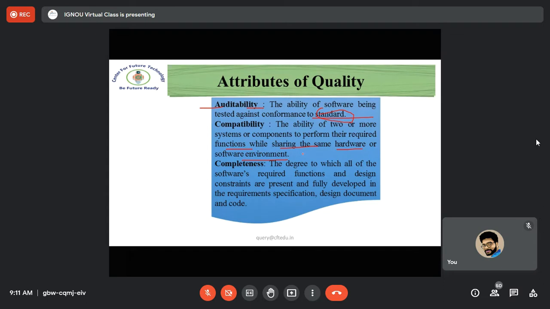Completeness is the degree to which all of the software's required functions and design constraints are present and fully developed in the requirement specification, conforming to the design document and, in the context of the code, and all. Completeness reflects the functionality part of the software, which revolves around the requirements. Once the requirements are fulfilled with respect to the design and all, that qualifies against the criteria of completeness.